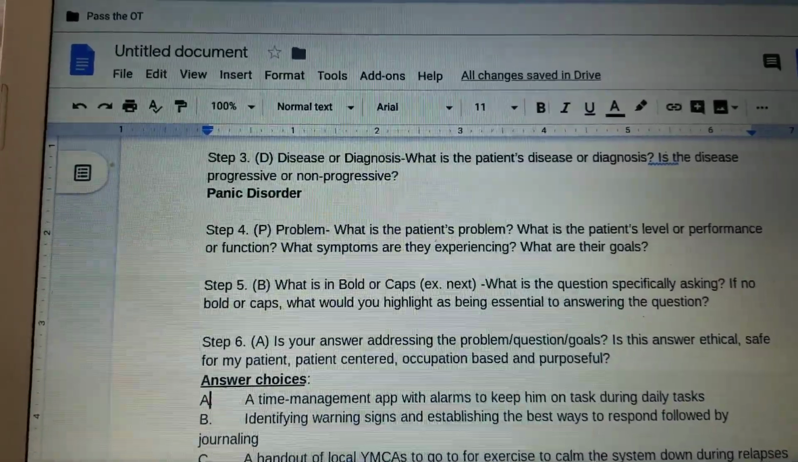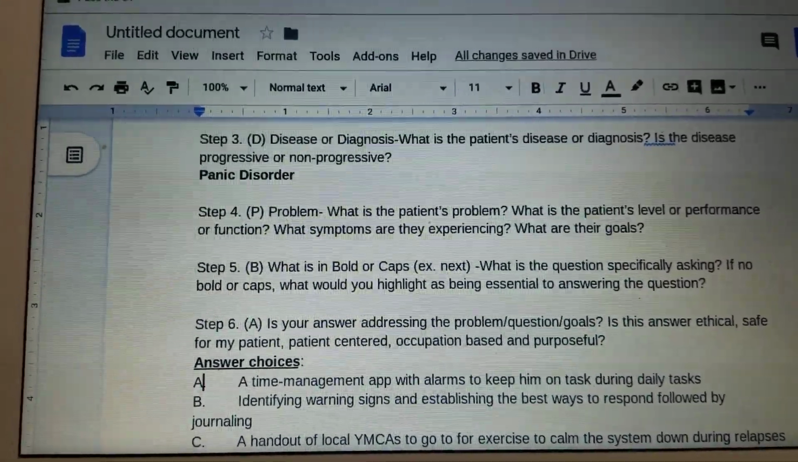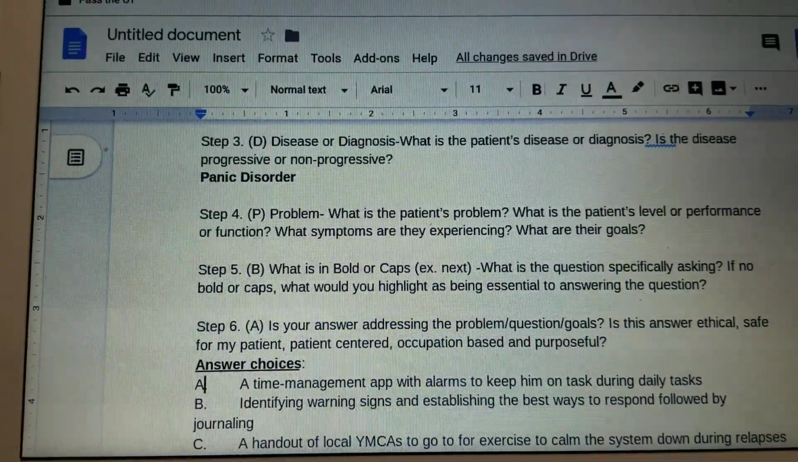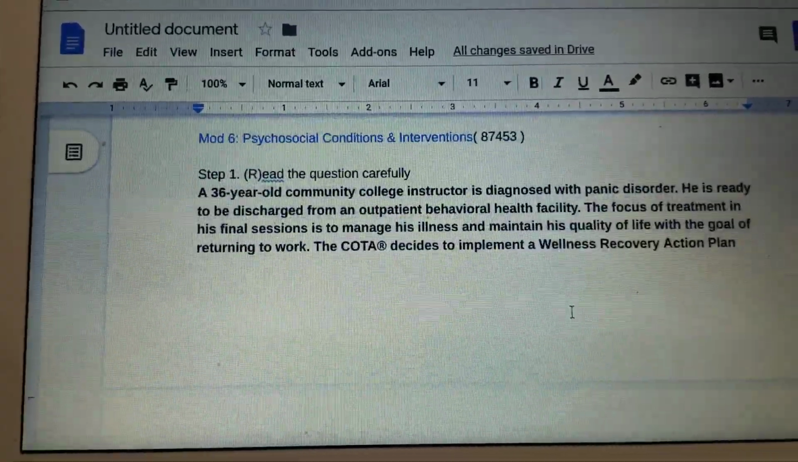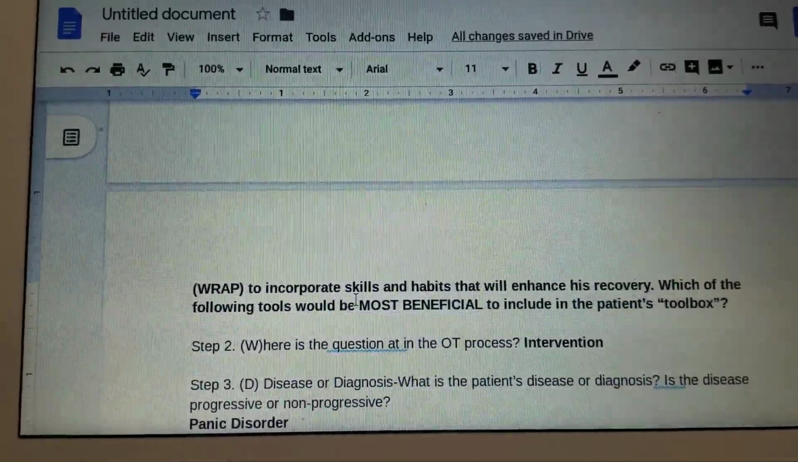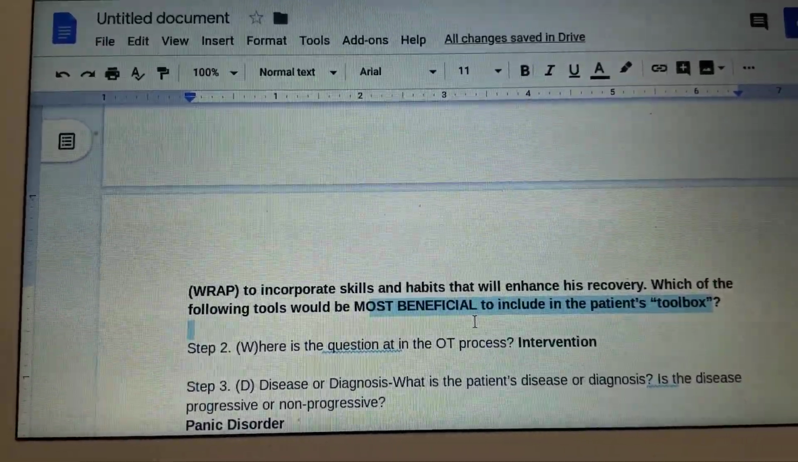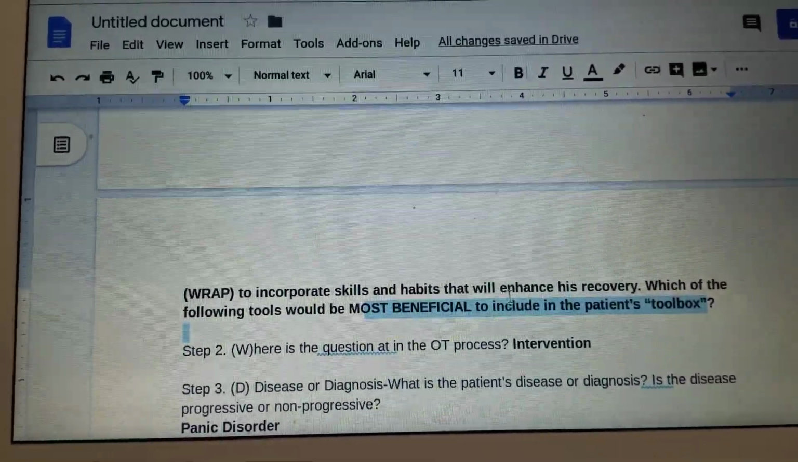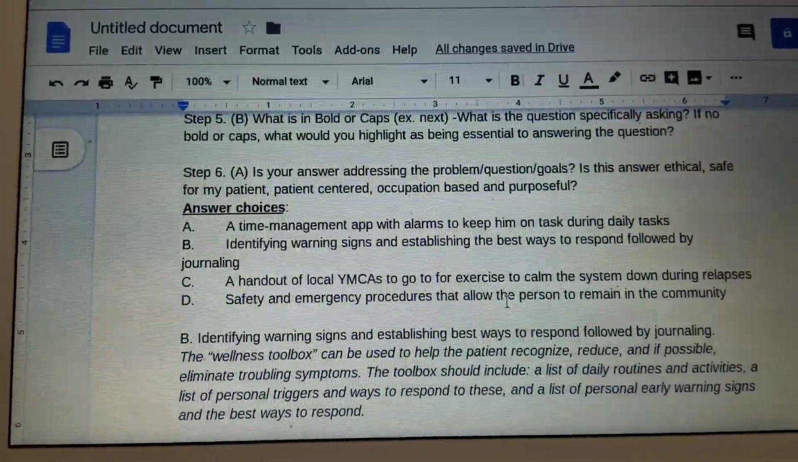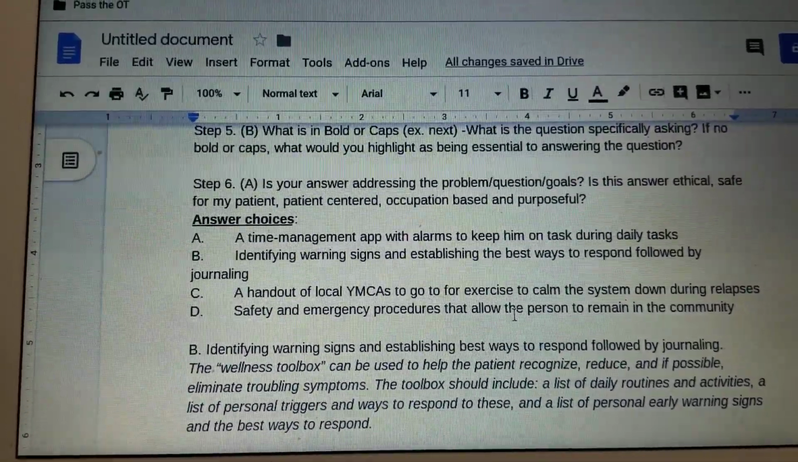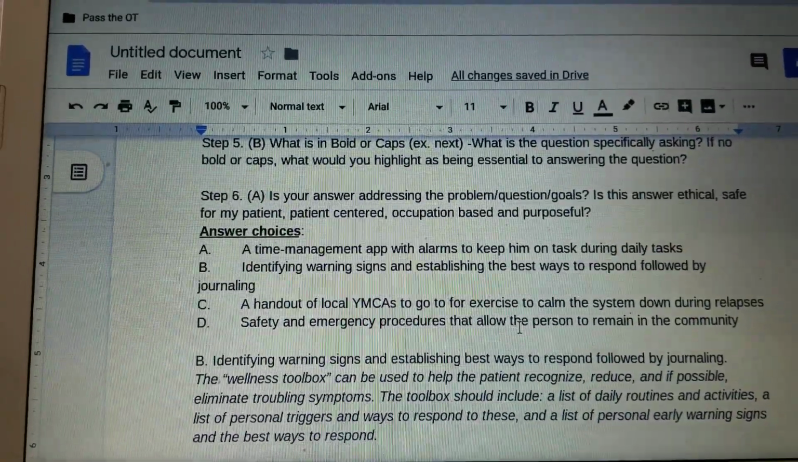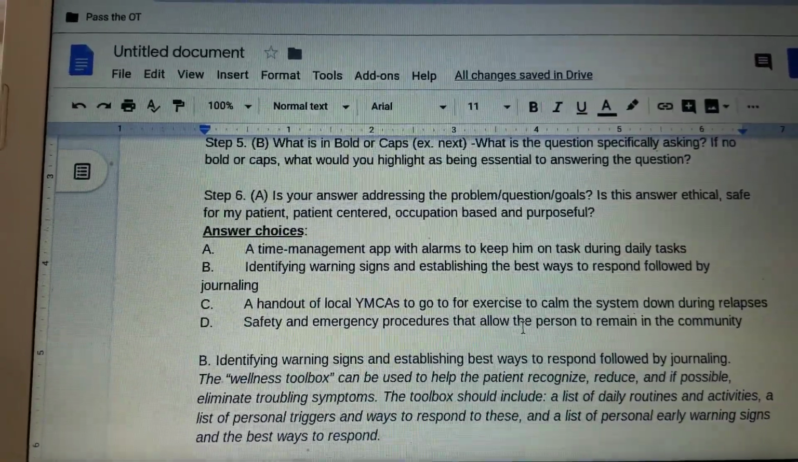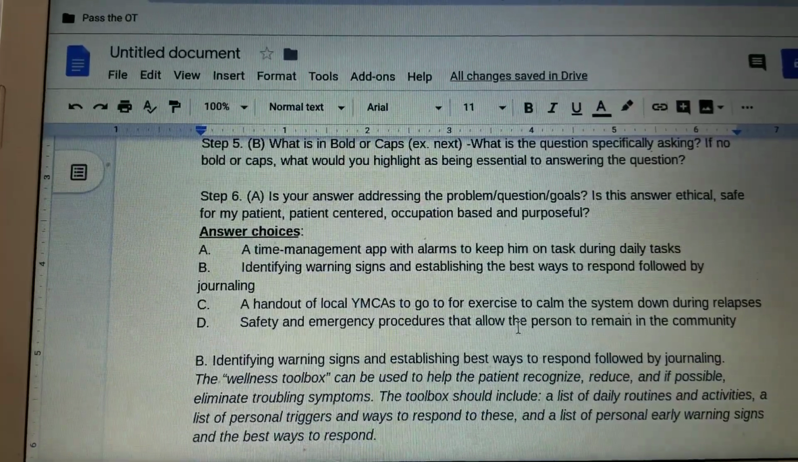Step 5, what is in bold or in caps, and what is the question specifically asking? Well, it's specifically asking us, which is right here, the most beneficial tool to include in the patient's toolbox. Step 6, A, is your answer addressing the problem, question, or goals? And is this answer ethical, safe for the patient, patient-centered, occupation-based, and purposeful?